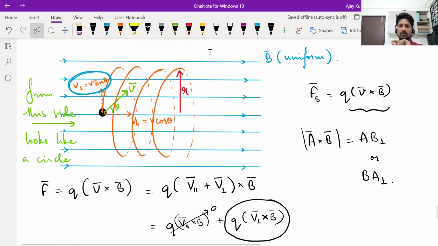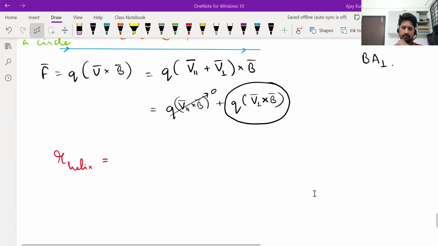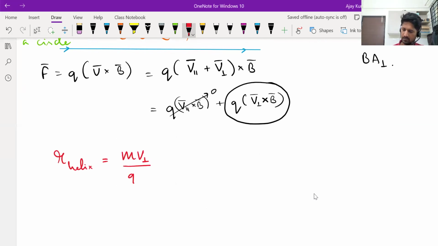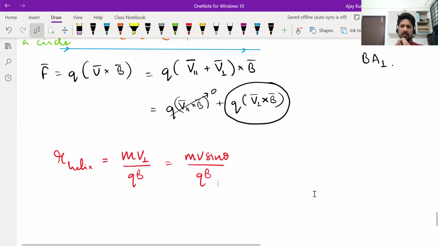It is executing circular motion due to v perpendicular or due to v sin theta. Then what will the formula for the radius be? mv sin theta by qB. That's all. mv perpendicular divided by qB. That is mv sin theta divided by qB. That's the radius of that helical path or the spring-like path that it takes.